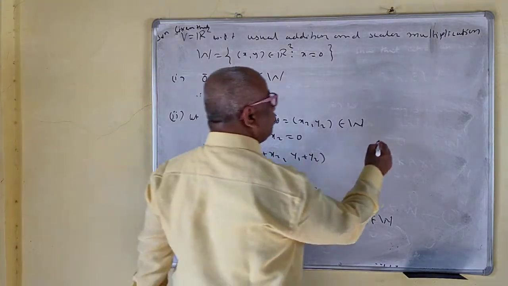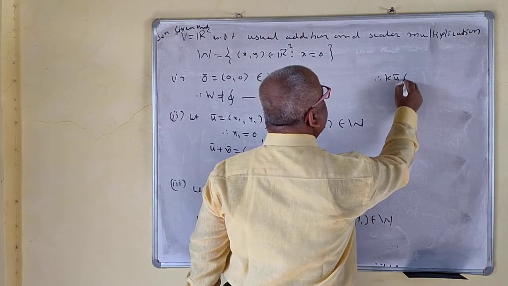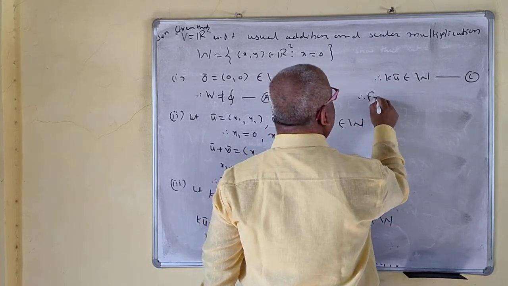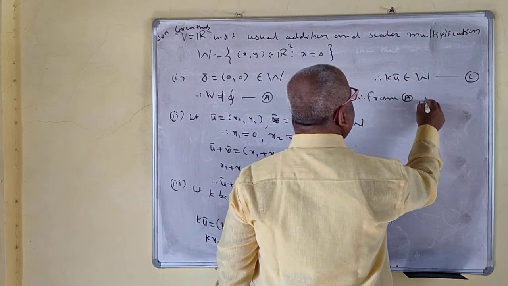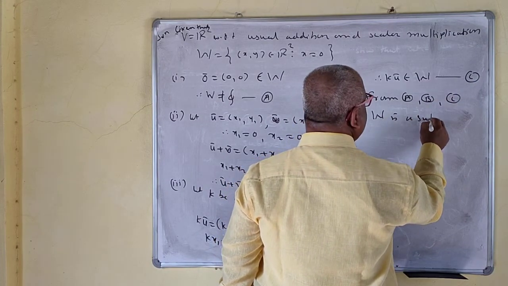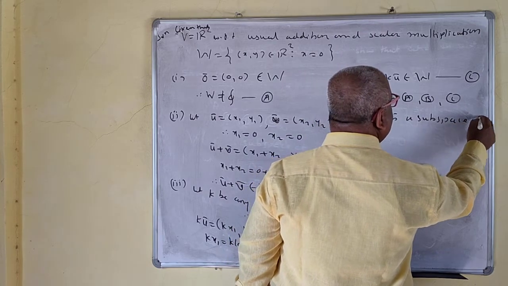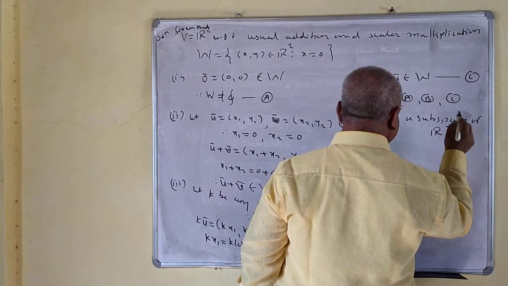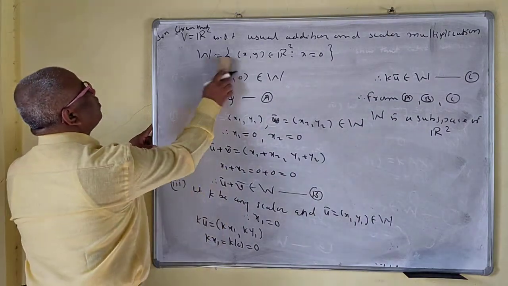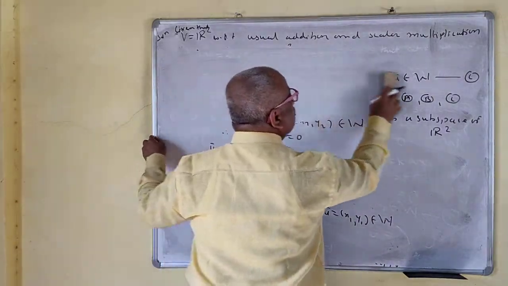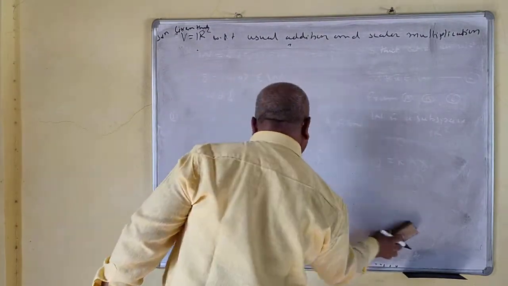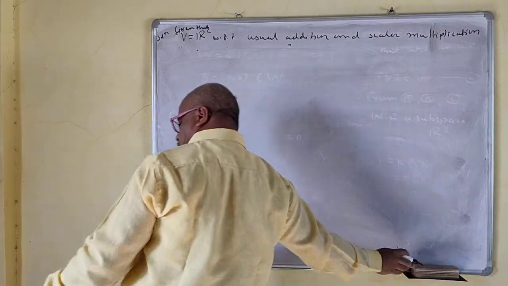So therefore K U bar belong to W. We call this as C. Okay. So therefore from A, B, C, W is a subspace of R2. R2 means V. Okay. So the problem is over here. It is a very simple problem. We'll take the next problem.